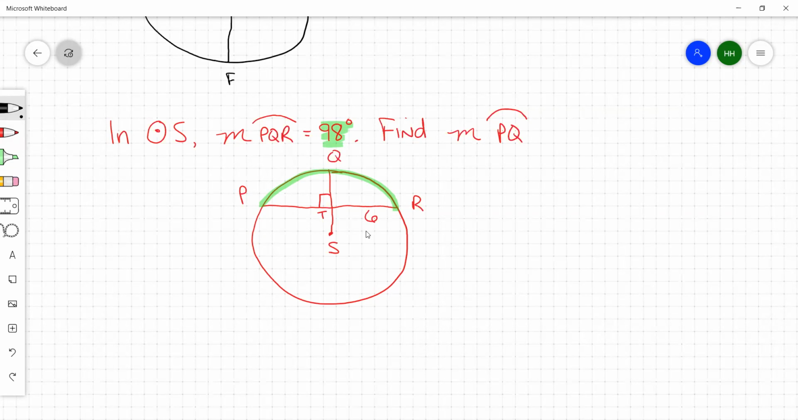So look, if this radius is perpendicular to this chord, these pieces are the same, right? And these two arcs are also the same. So if the green arc is 98, wouldn't the measure of arc PQ be equal to 1/2 of 98? Right? Because PQ and QR are congruent to each other. So half of 98 is 49.